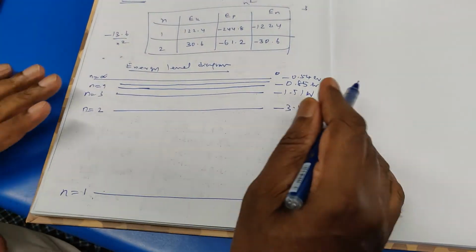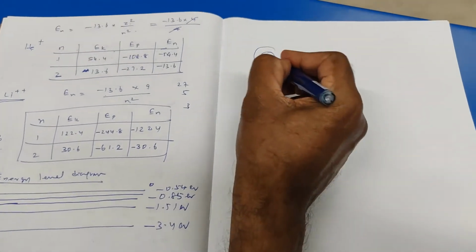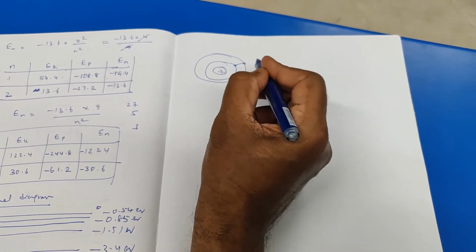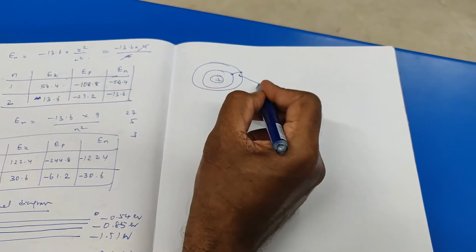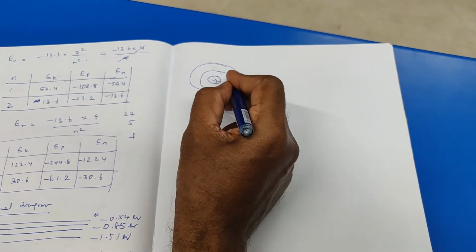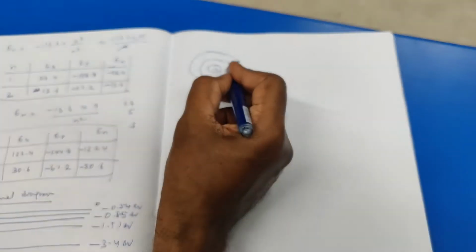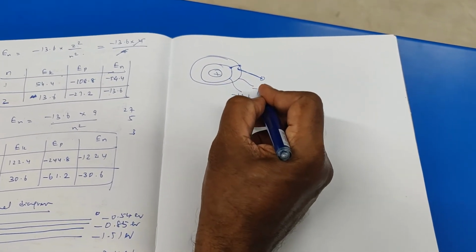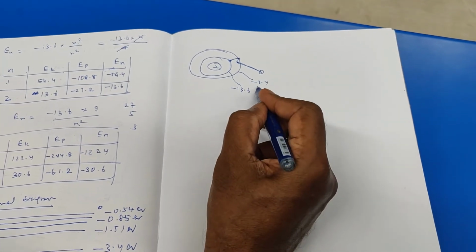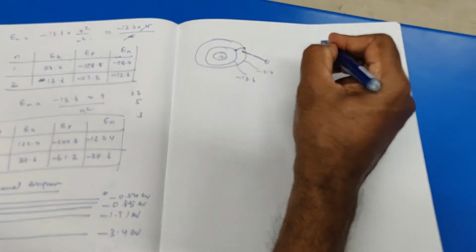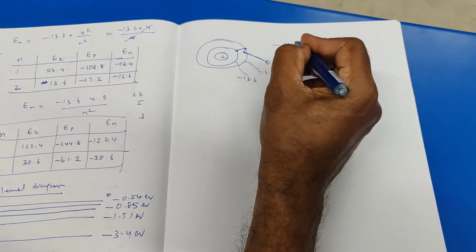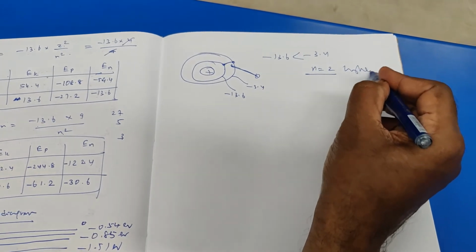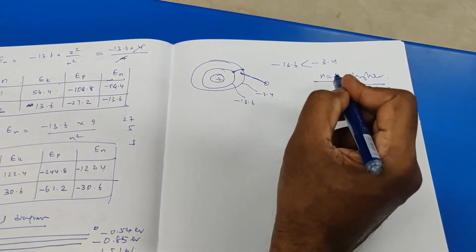Supposing for example, in the hydrogen atom, the electron jumps from first level to second level. Why should it jump? We have to give energy. Only when we give energy from a low energy level can it go to a high energy level. Why is this the low energy level? This is minus 13.6. This is minus 3.4. Which is greater? This is greater. Minus 3.4 is a bigger number than minus 13.6. So n is equal to 2 is a higher energy level compared to n is equal to 1.